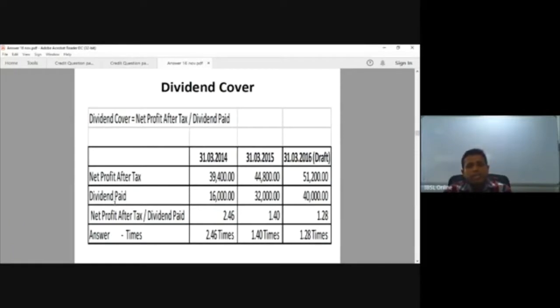Yeah, you have increased your dividend, but compared to the profit increase. Now in 2014, you have 16,000 dividend. Now it has almost tripled in 2016. But you have not tripled your profit from 2014, 39,400. You have only doubled your profit. From the perspective of shareholders, the lower the number of times, the better it is. But from the company's perspective, paying higher dividend is not good at all.